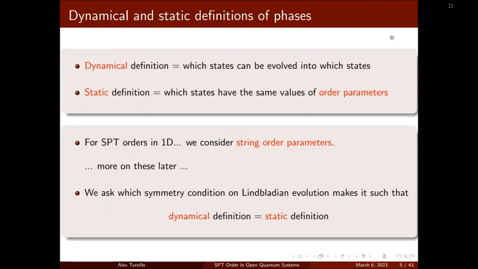The static notion says that two states are in the same phase if they have the same values of order parameters. So for SPT phases in one dimension, we have nice order parameters. We have string operators that work for pure states, and we can take them as a way of defining phases for mixed states as well. Then the question becomes, which symmetry condition on Lindbladians is such that evolutions satisfying the symmetry condition have string order constant along the evolutions. That is, the static notion of the phase equals the dynamical notion of the phase.